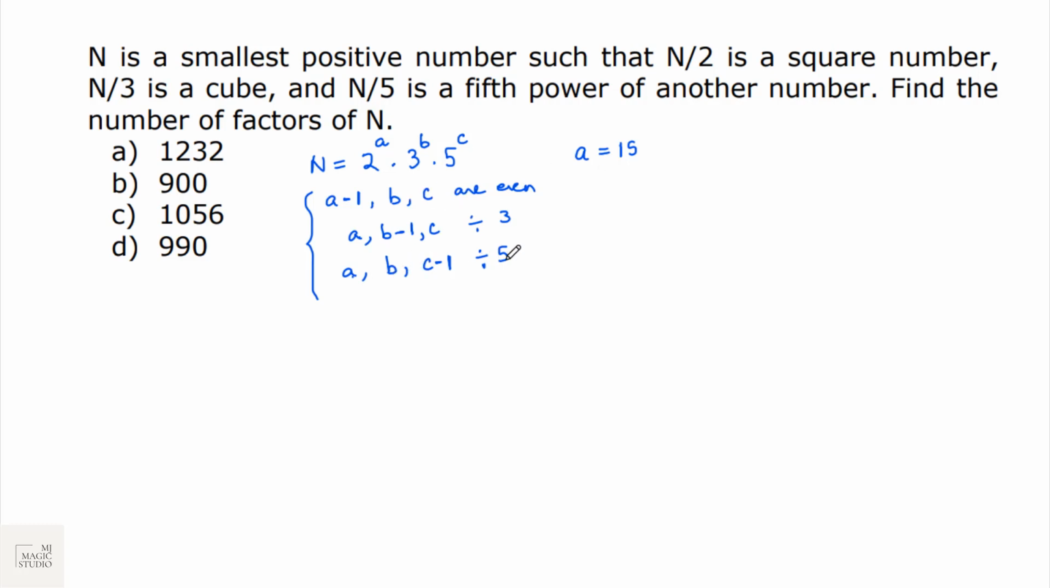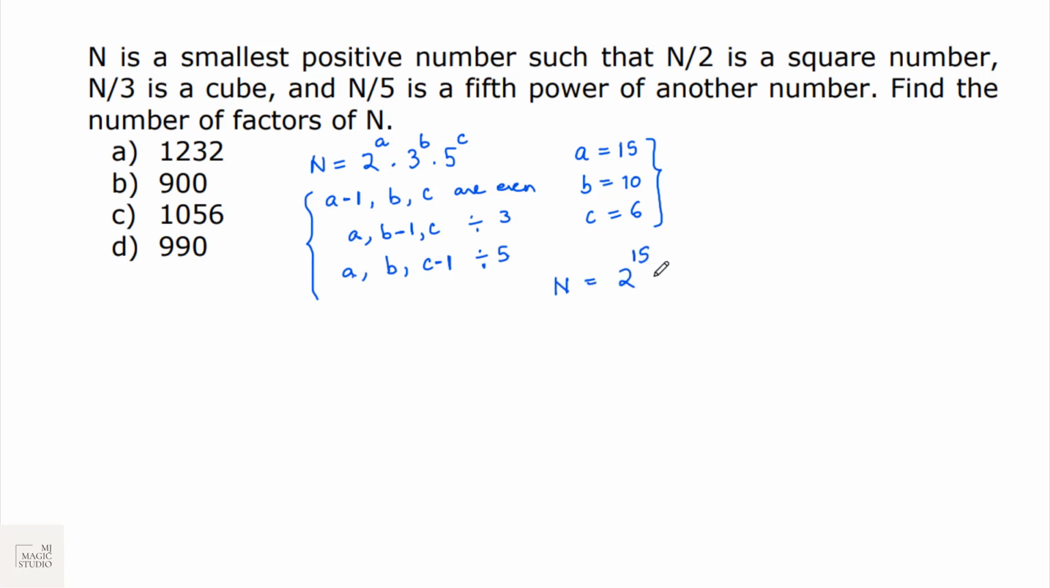Now I will check for b. B is an even number and b is divisible by 5 also. That means the smallest such number is 10. Now b minus 1, bingo. 10 minus 1 is 9, which is divisible by 3. Now we will check for c. C is even and c is also divisible by 3. Now even and 3, that means the smallest such number is 6. 2 into 3 is 6. And 6 minus 1, we are dealing with c, 6 minus 1 is 5. 5 is a multiple of 5. Bingo. These are the smallest values.